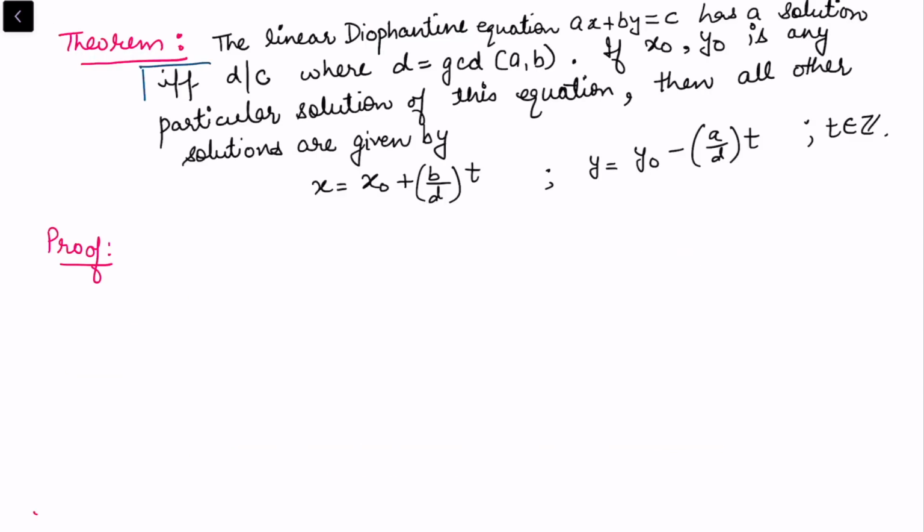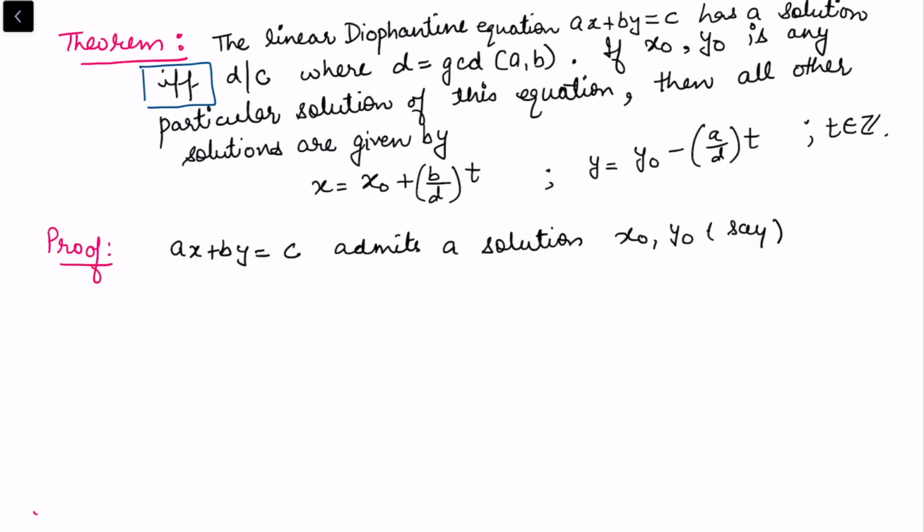So now in the proof, first I want to go for this implication, and even in this, let me assume that ax plus by equal to c admits a solution. So if this admits a solution, let us consider the solution as x naught and y naught. So suppose that these are the solutions. I'm just considering integral values. So this means ax naught plus by naught equal to c. So if this admits a solution, what we need to prove is that d must divide c.